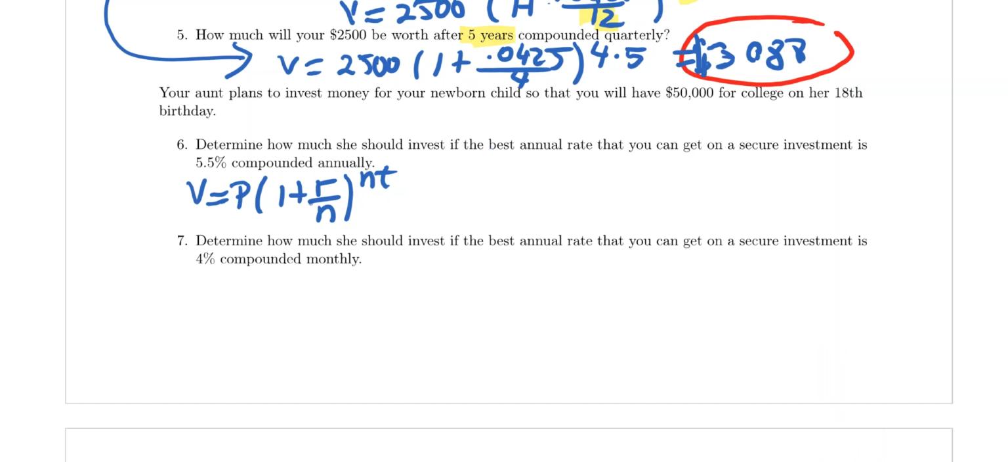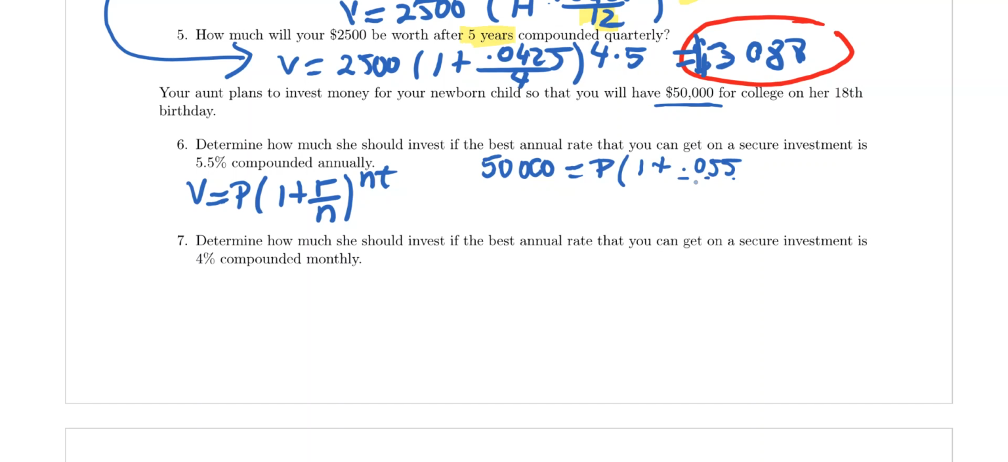So basically, you know that the value of the money, you want that to be 50,000. So V is 50,000. And you don't know what P is. You don't know how much she should invest. That's what you're solving for. Times 1 plus the rate she's getting, 0.055.